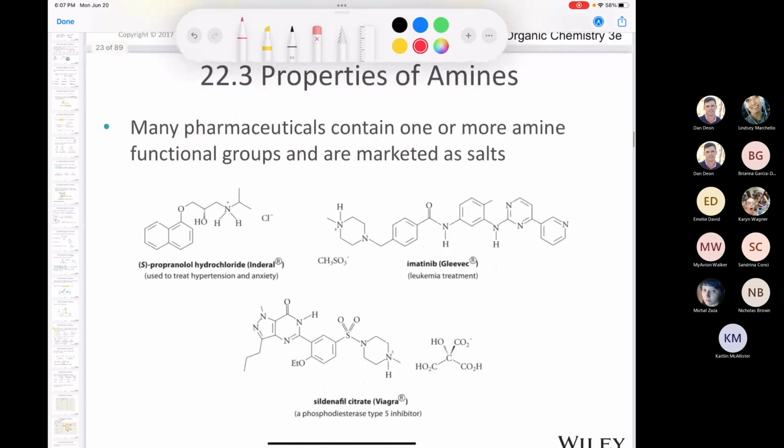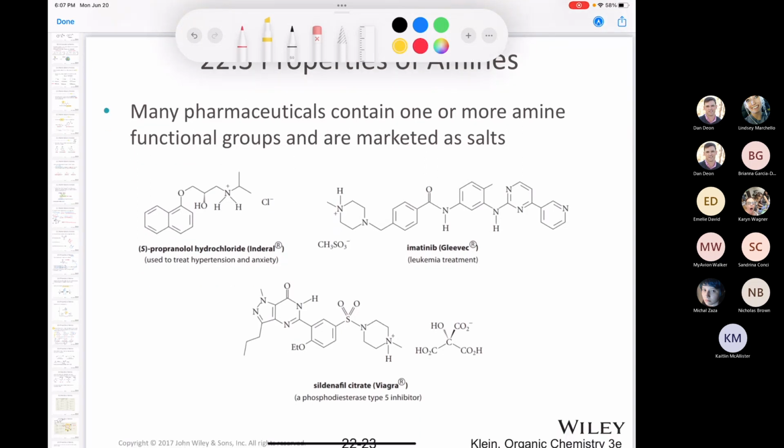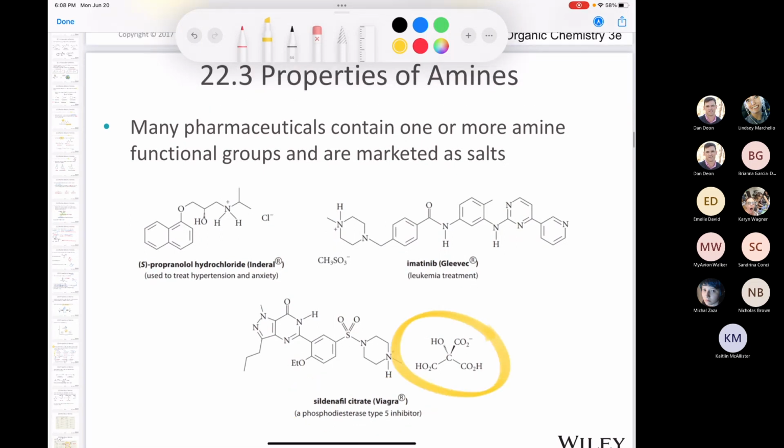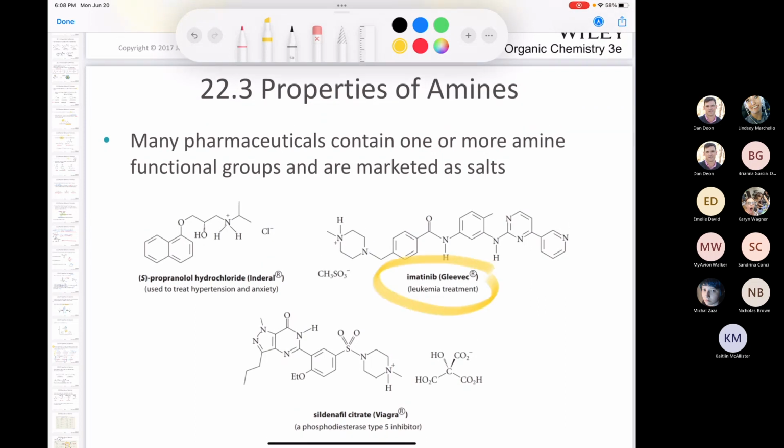Going back to that whole idea of amines containing nitrogens in them, I have a few different marketed compounds here. They have nitrogens in them, and I'm showing you that they are actually marketed as salts. For example, Viagra, which is shown down here, is actually marketed as a salt. I don't know if you've ever heard of Gleevec before, but that used to be a really common drug for the treatment of leukemia. And then we have another hypertension drug over here, but these are all marketed as salts.